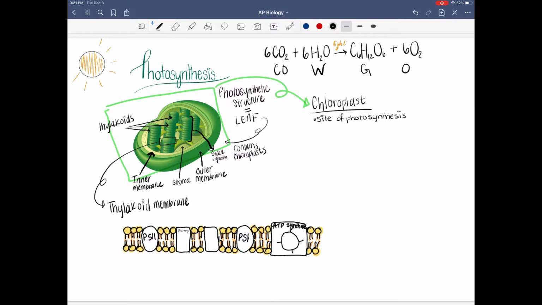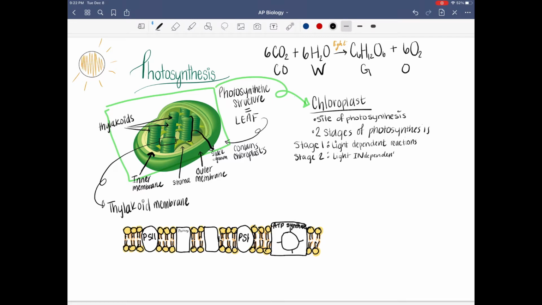Overall, we will have 2 stages of photosynthesis. Stage 1 is what's going to happen in the thylakoid membrane, and that's the light dependent reactions. Then stage 2 will be in the stroma. Stage 1 is your light dependent reactions, and stage 2 is your light independent reactions.